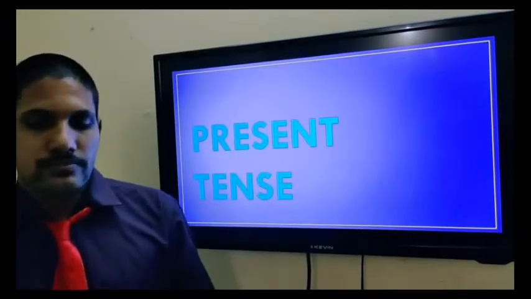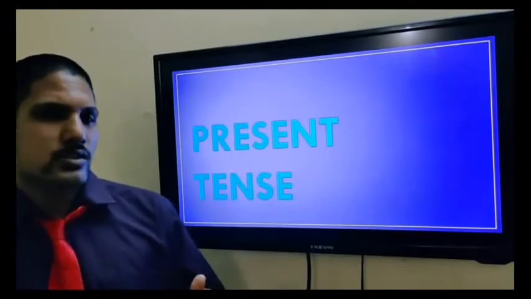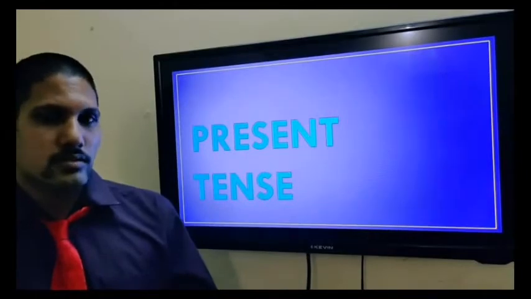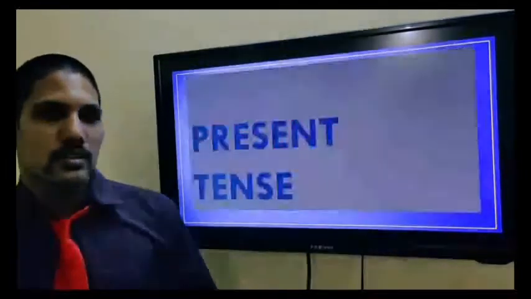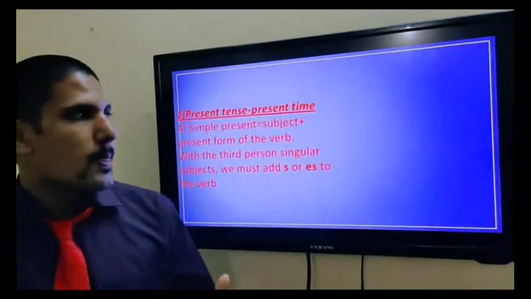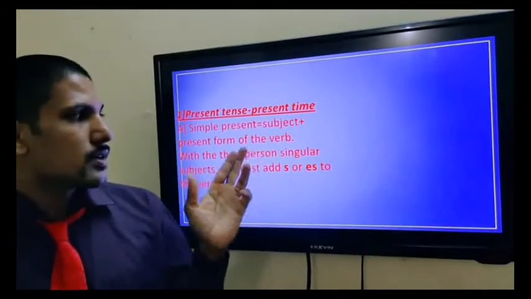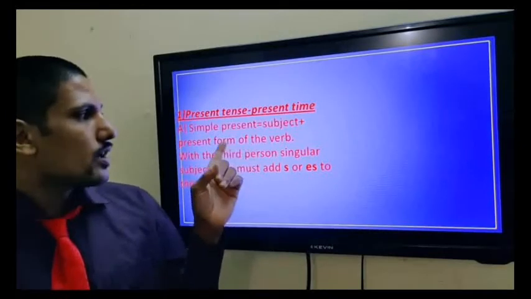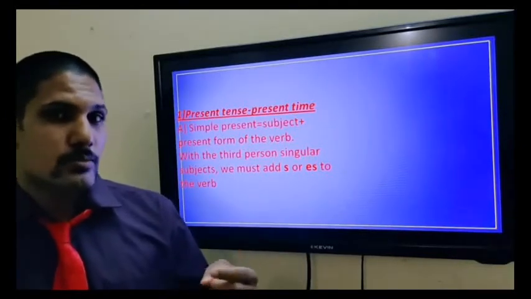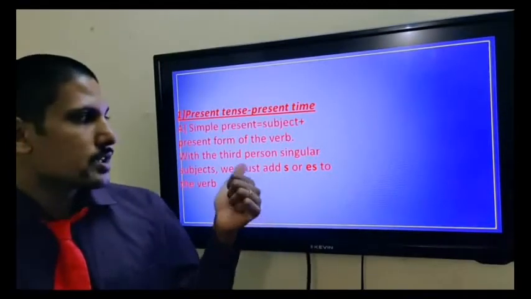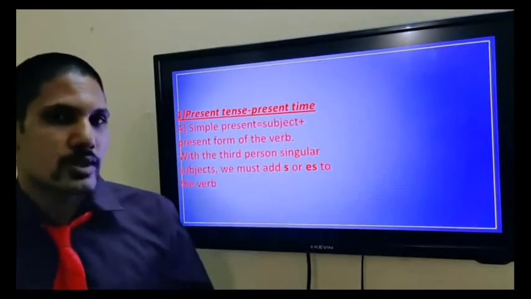Present tense. Present tense means things that are happening now, which are going on at the time of speaking. Present tense, present time. Simple present tense. First one is simple present tense. How to form simple present tense? Subject plus present form of the verb.